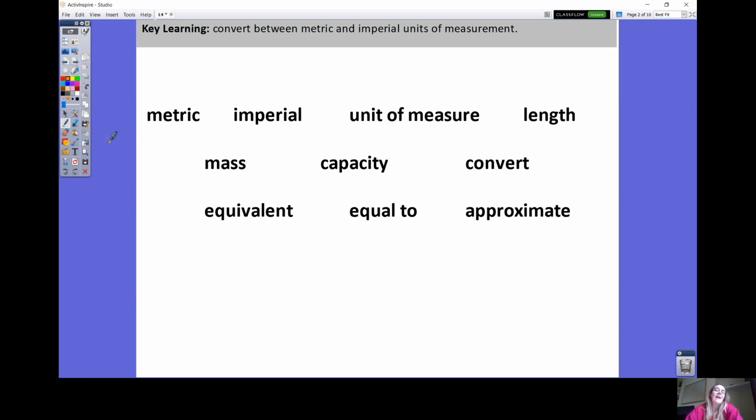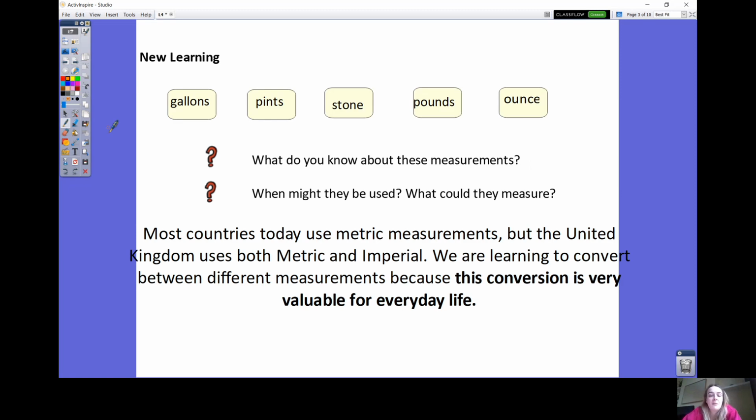So today, carrying on from yesterday when we converted between metric and imperial units of measurement for distance, we're going to do it for different units of measurement, so not distance today. Some of the key words today are metric, imperial, unit of measure, length, mass, capacity, convert, equivalent, equal to, and approximate.